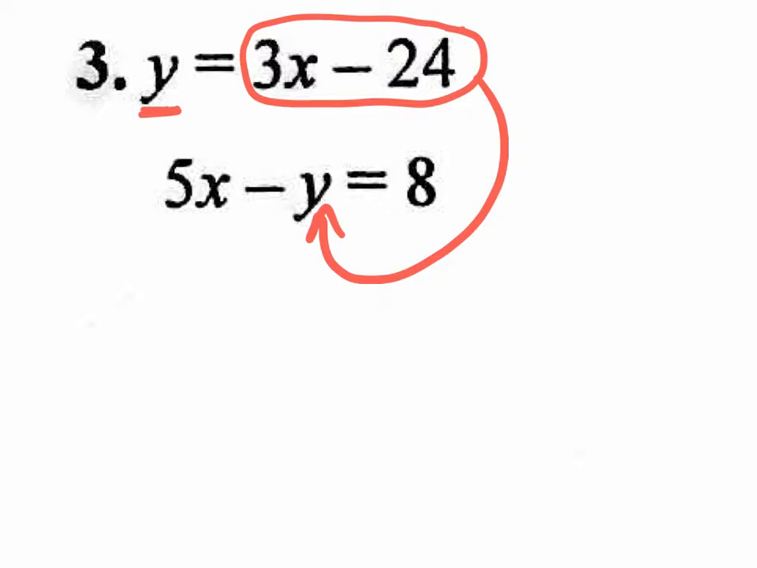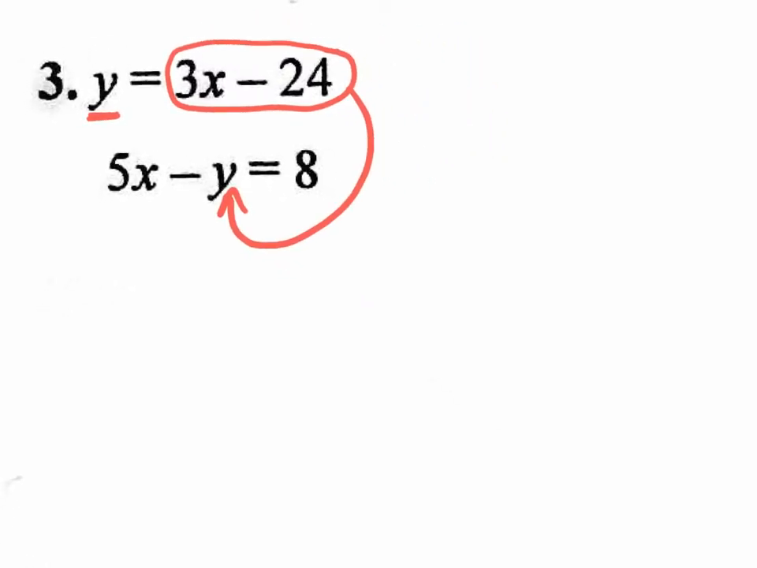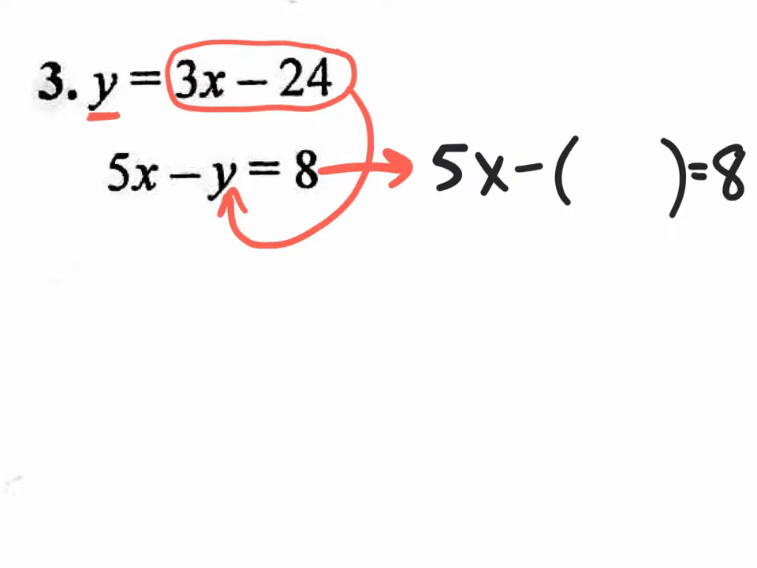Anyhow, when I use substitution especially, I like using arrows. So let me draw some arrows all over this thing. And let me rewrite that bottom equation. That bottom equation says 5x minus y, but instead of y, I'm putting the parentheses, equals 8. Now inside those parentheses, I'm going to plug in the y value that's up here of 3x minus 24. So that's going to go in here, 3x minus 24.